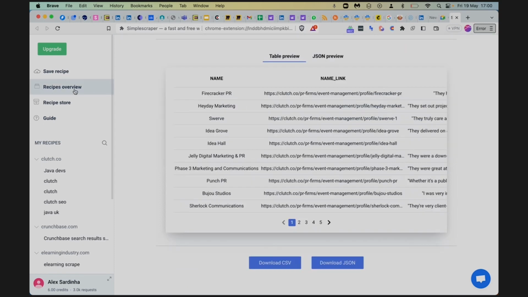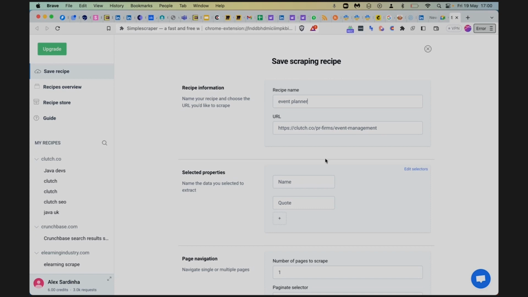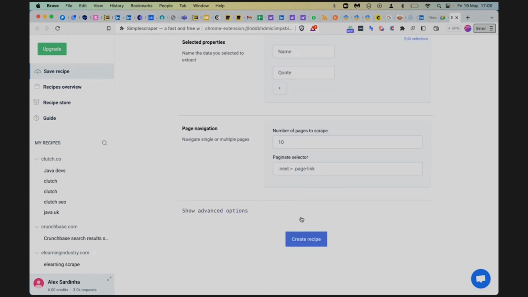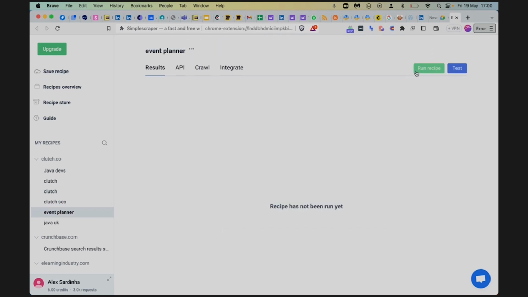You then want to save the recipe, and the reason why you want to do this is because you want it to scrape more than just one page. So you'll name it whatever, event planner, and then you can put 10 pages, create recipe, and then you can click on it and run it, and yeah, I'm out of credits. But if I had credits, it would run, grab all of them, create a document, and then I could move on to the next stage.